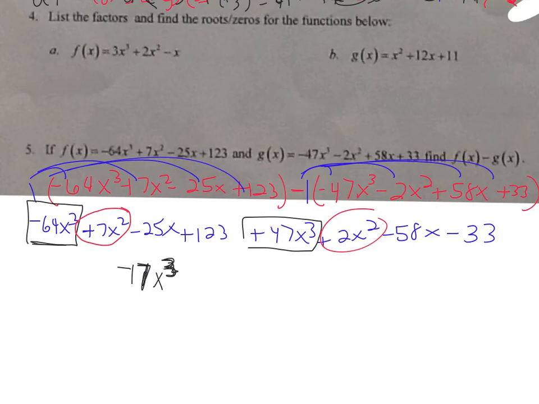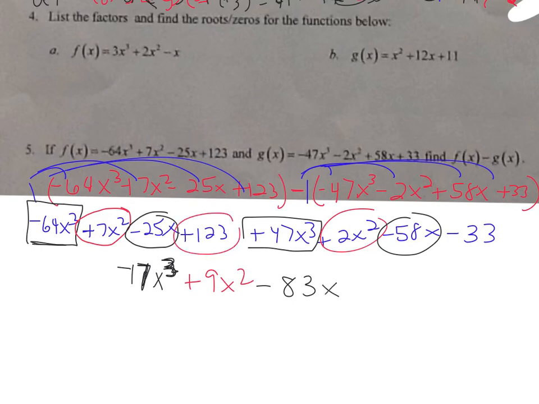Now my squares. I have 7x squared plus 2x squared is 9x squared. And then we have negative 25x, negative 58x, that's going to be negative 83x. And then I have 123 and negative 33 is plus 90.